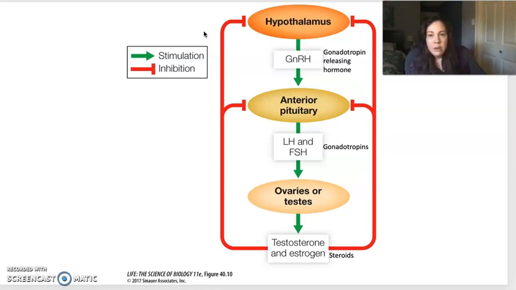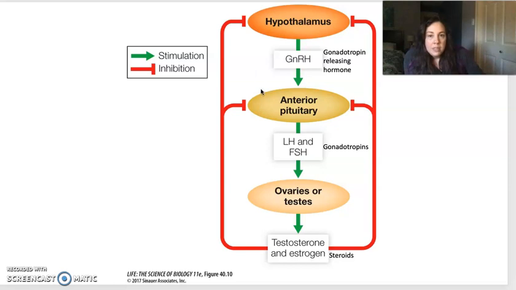So this green arrow is showing stimulation. GnRH, released by the hypothalamus, stimulates the anterior pituitary gland to do something. And what it stimulates the anterior pituitary to do is release another hormone. So the pituitary releases LH and FSH, the gonadotropins, and they then act on the ovaries or testes.